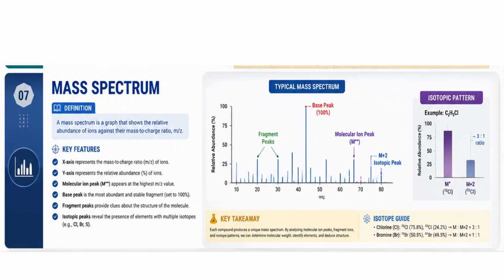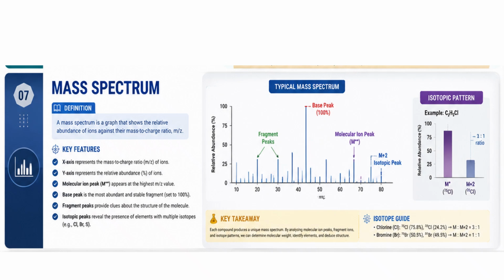A mass spectrum is a graph that shows the relative abundance of ions against their mass-to-charge ratio, called M/Z. On the x-axis, we have the M/Z values of ions. On the y-axis, we have the relative abundance percentage. The base peak is the tallest peak in the spectrum. It is set at 100% and represents the most abundant and stable fragment ion. The smaller peaks are called fragment peaks. These peaks give clues about the structure of the molecule.